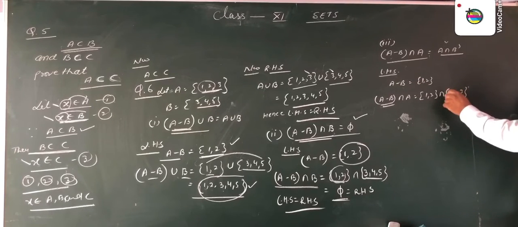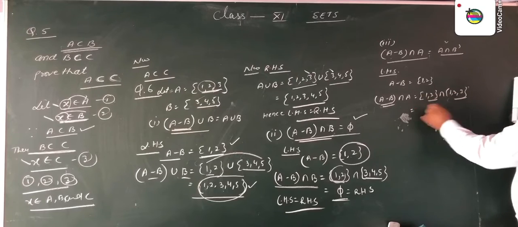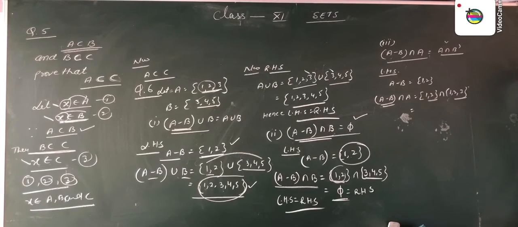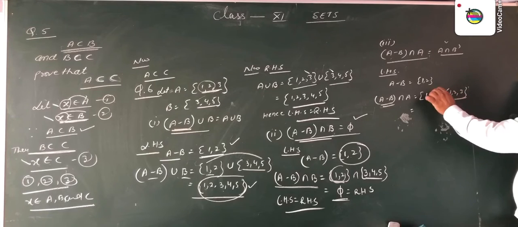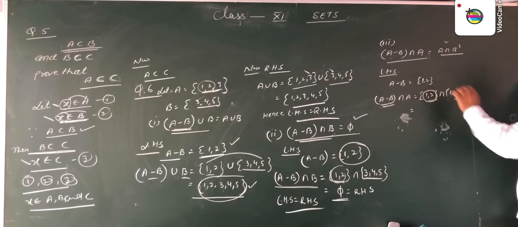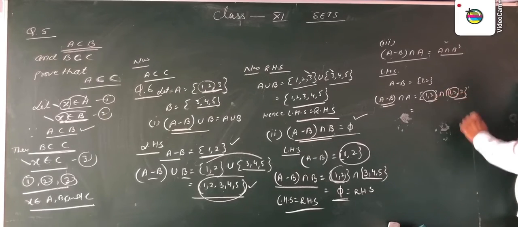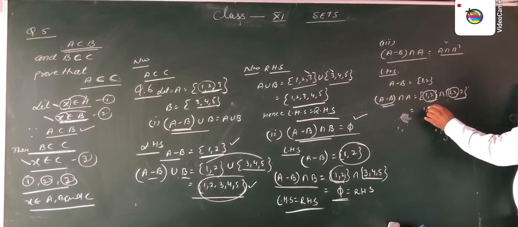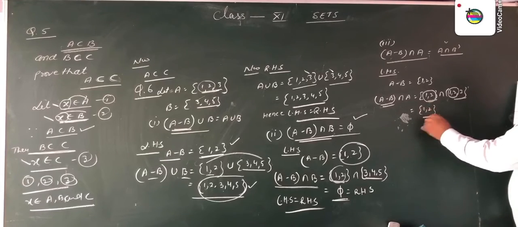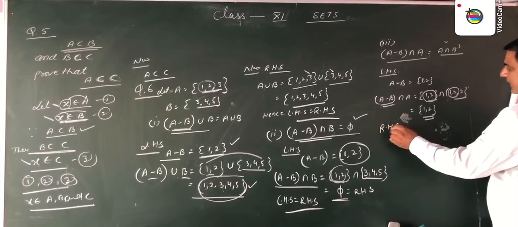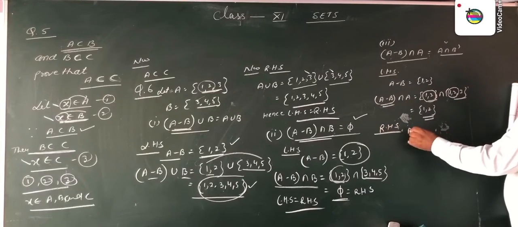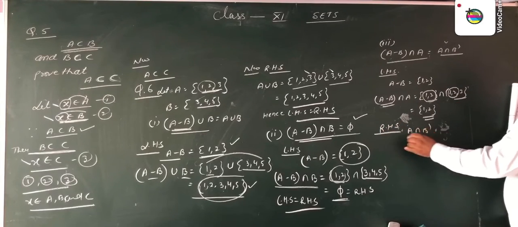Now the intersection of these two sets: we take those elements which are common in this set and this. Looking here, two elements 1 and 2 are both common in this set. Then this is the set {1, 2}. Now on the right hand side of this, we have to find A intersection with B dash.